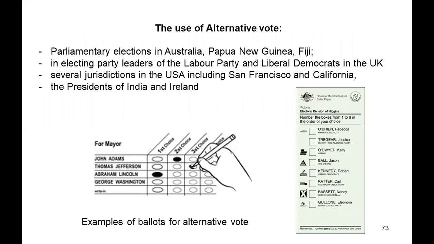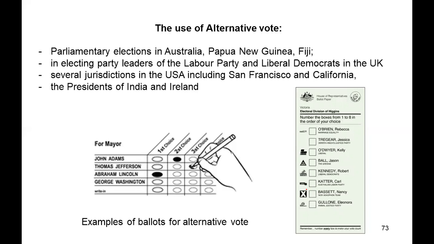Alternative vote is used in many types of elections, including parliamentary elections. For some reason, it is very popular in the Southern Pacific, in Australia, Papua New Guinea, Fiji. It is used often in electing political leaders, including the leaders of the Labour Party and Lib Dems in the United Kingdom. It is used in some jurisdictions in the United States, including San Francisco and California. And it is used to elect the presidents of India and Ireland.